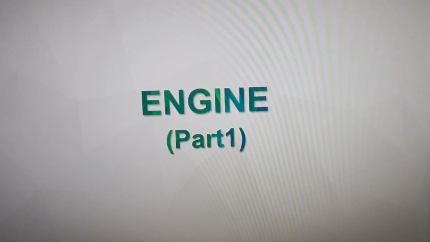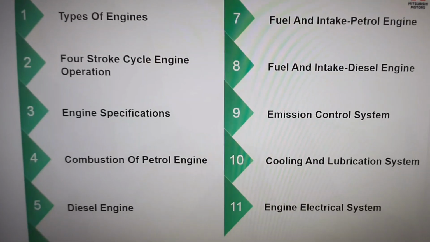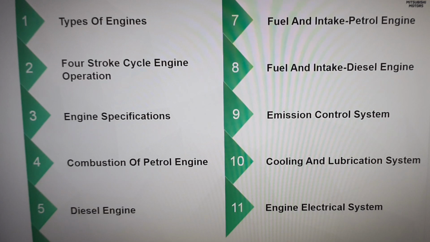In this section, we'll learn about relevant aspects of the engine. This course includes 11 sub-sections: types of engines, 4-stroke cycle engine operation, engine specifications, combustion of petrol engines, diesel engines, components, fuel and intake, petrol engines, fuel and intake, diesel engines, emission control systems, cooling and lubrication systems, and engine electrical systems. These topics will be introduced in 2 parts.